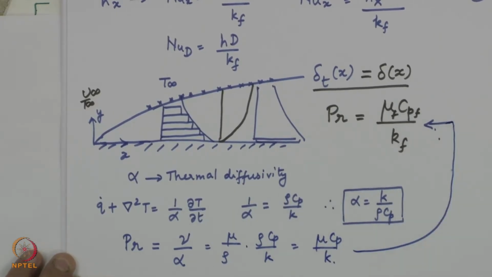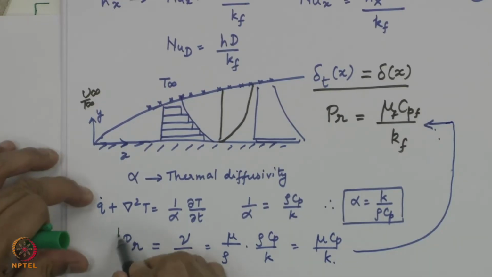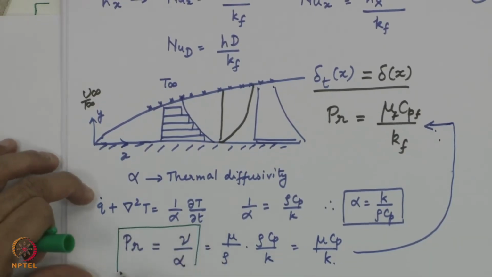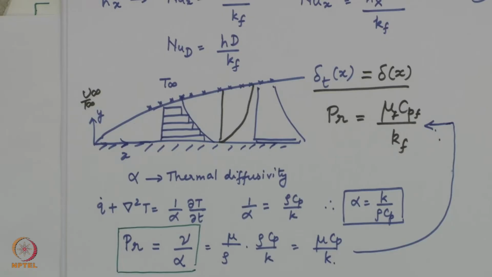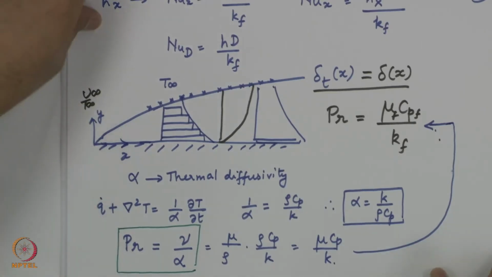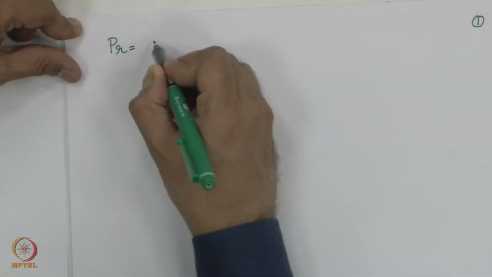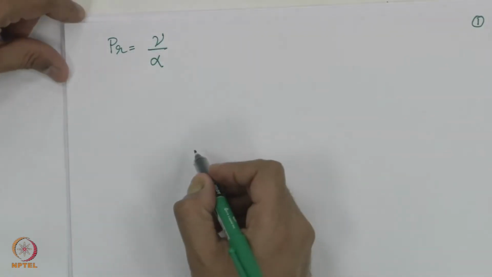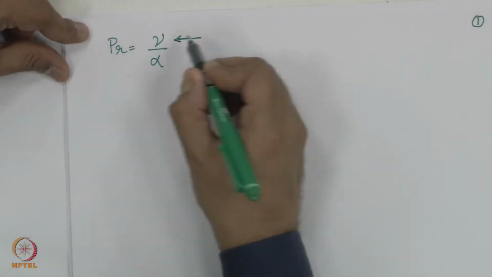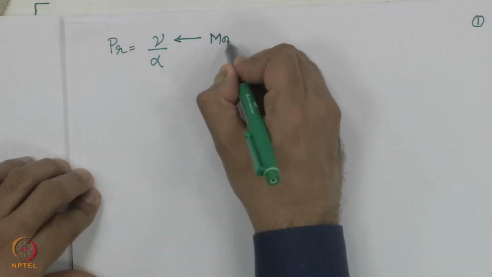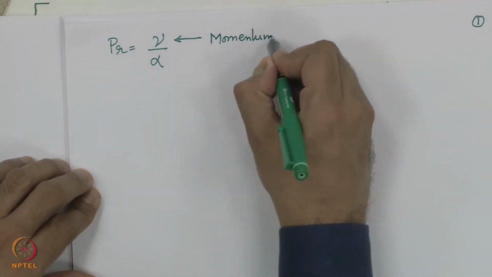So, this definition, nu over alpha, is very significant. Why so? What is there in the numerator is viscosity, which looks like plain viscosity, and in the denominator is thermal diffusivity. What does it tell me? Prandtl number is equal to nu over alpha. The numerator is the quantity responsible for momentum diffusivity, momentum transfer.